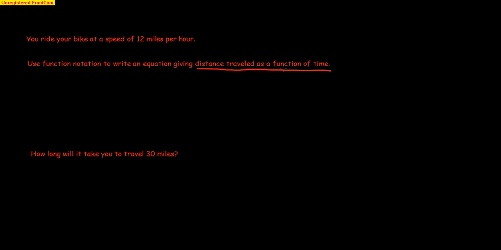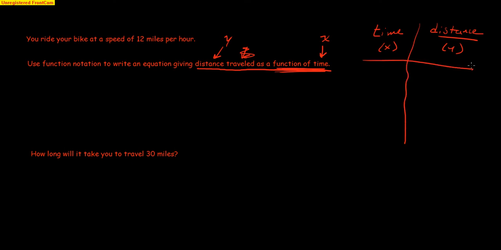Here's what I want you to do. When they say, and I'm going to underline this a few times, "a function of" something, whatever they tell you, this guy is your x value. The other guy, that one, is your y value. So I'm going to make myself a little chart. I'm going to put time here, that is my x, and I'm going to put distance, that is my y.